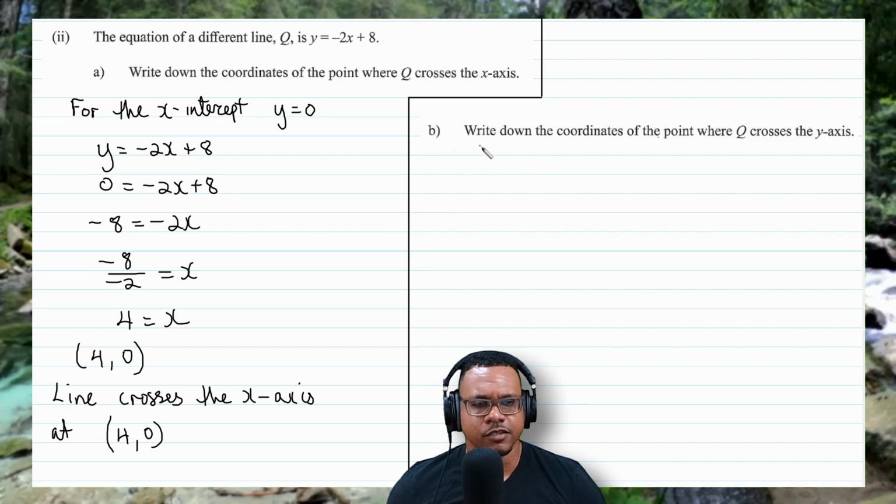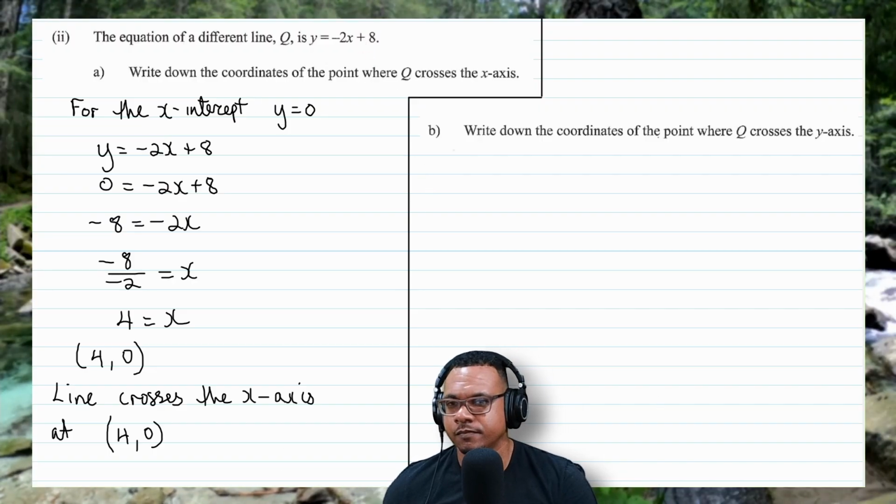Now for the second part of the question, we're going to write down the coordinates of the point where the line Q crosses the y-axis. Now that's the y-intercept. The equation of the line Q is y is equal to negative 2x plus 8, and this is in the form y equals mx plus c. So negative 2 is the gradient, which is m, and positive 8 is c, which is the y-intercept. So it's very easy to get this answer without doing any working.